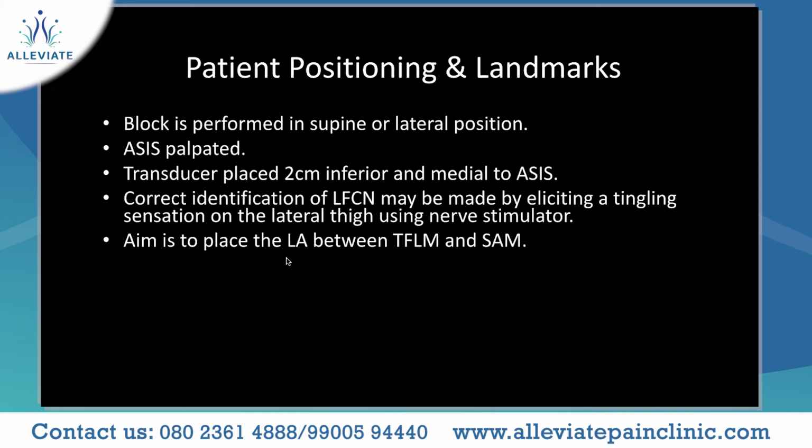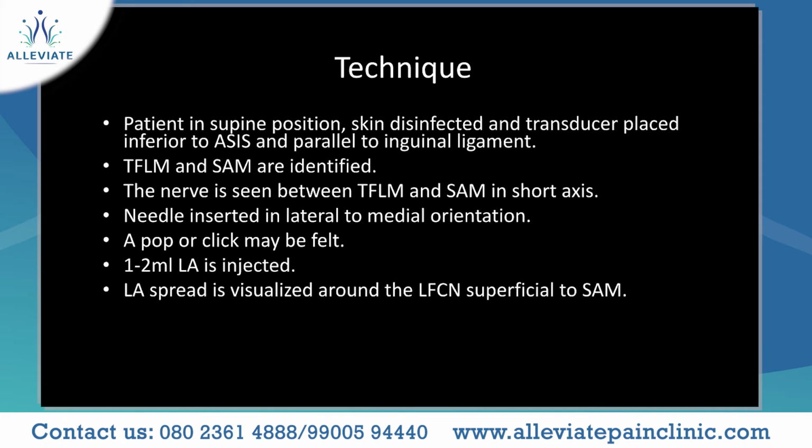The aim is to place the local anesthetic between the two key muscles. Technique: the patient is supine, skin disinfected, and the transducer is placed inferior to the ASIS and parallel to the inguinal ligament. Both muscles are identified, and the nerve is seen between these two in short axis. The needle is inserted from lateral to medial, as you can see. A pop or a click is felt, and 1 to 2 ml is deposited as a diagnostic.